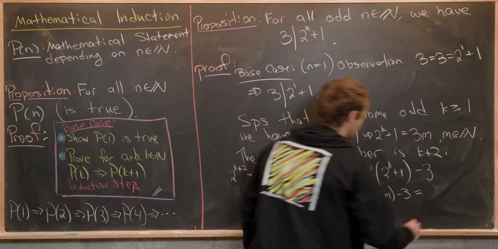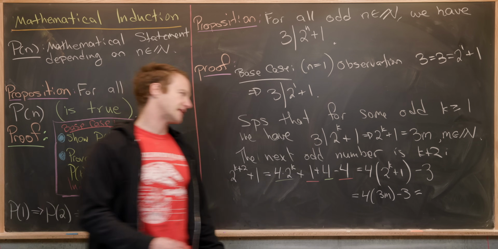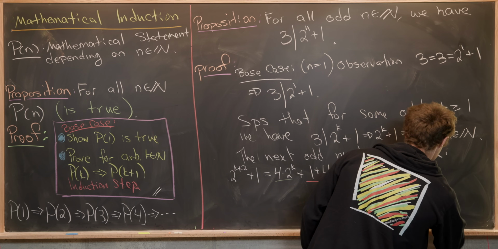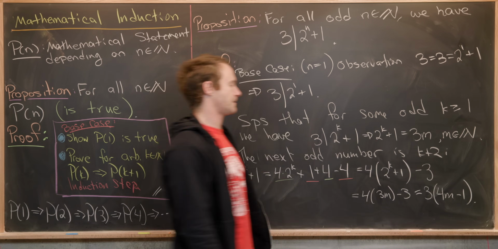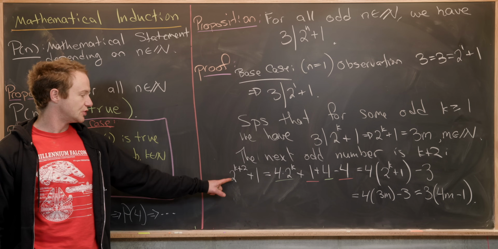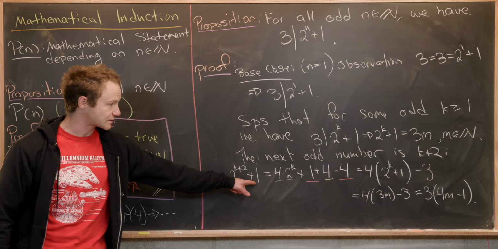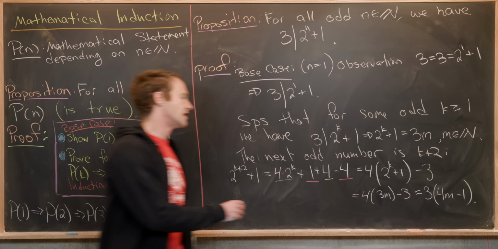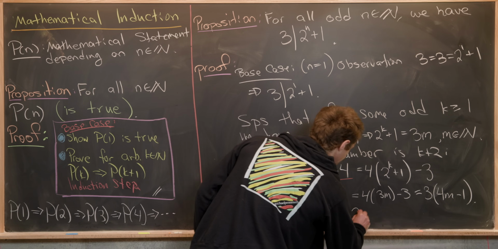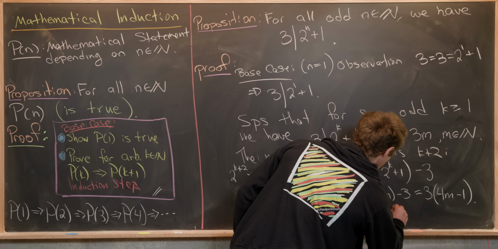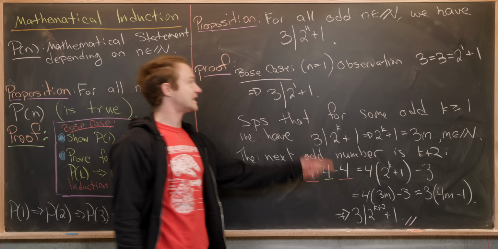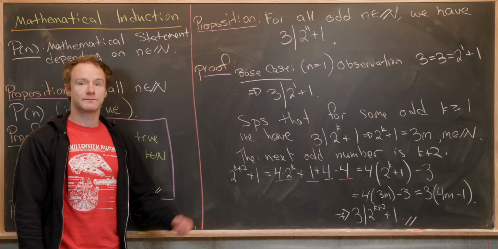minus 3. Then I can go ahead and factor a 3 out of that entire thing. That gives me 3 times the quantity 4m minus 1. But that means that 2 to the k plus 2 plus 1 is a multiple of 3. In other words, 3 divides 2 to the k plus 2 plus 1. And that finishes this proof. Okay, let's do another one.